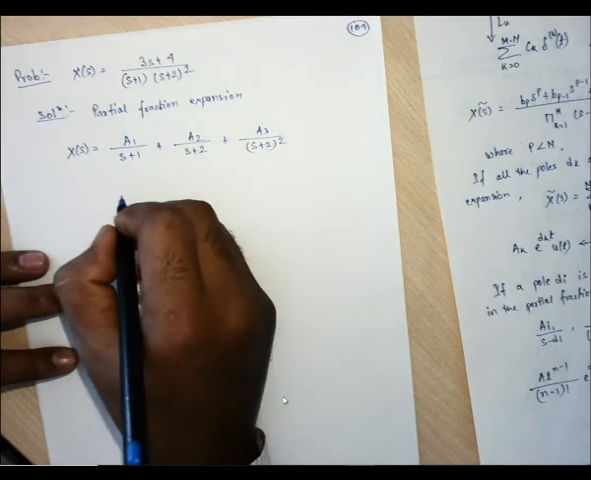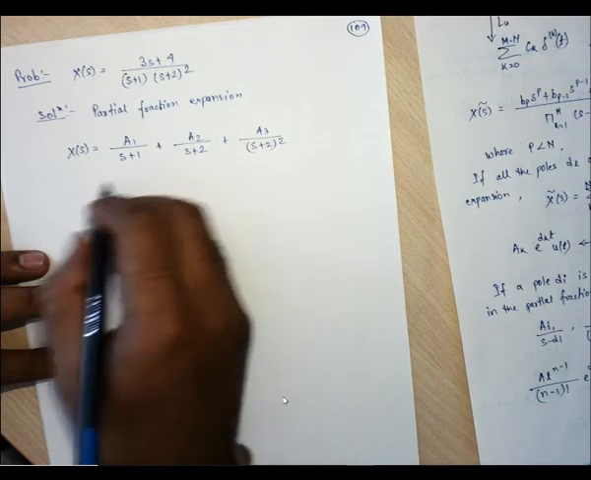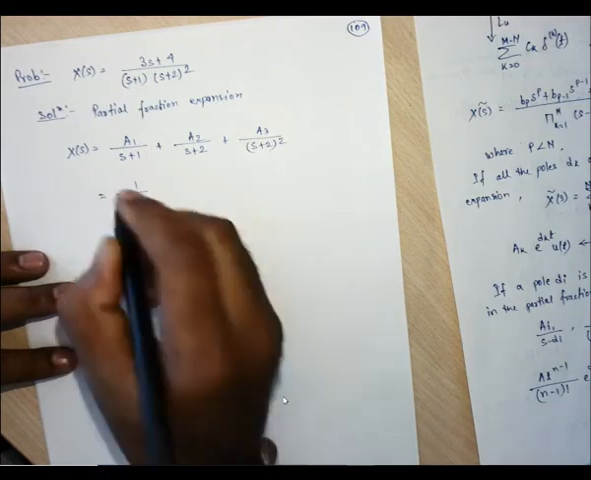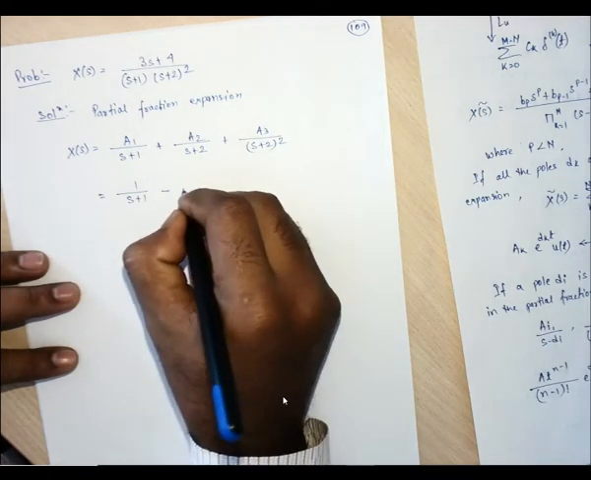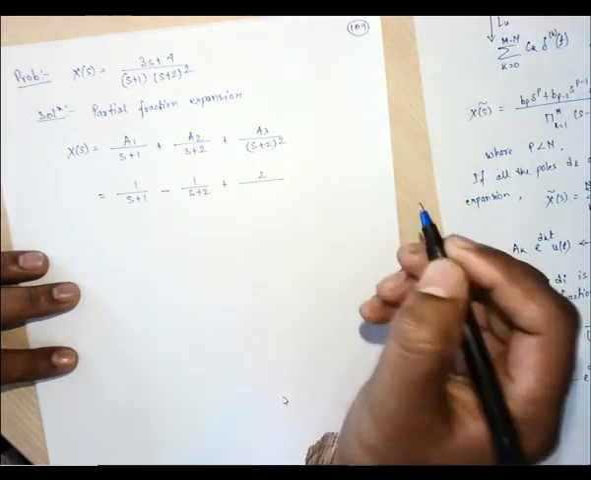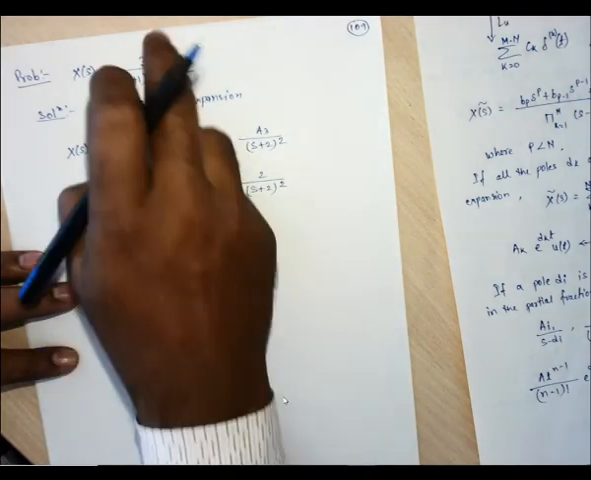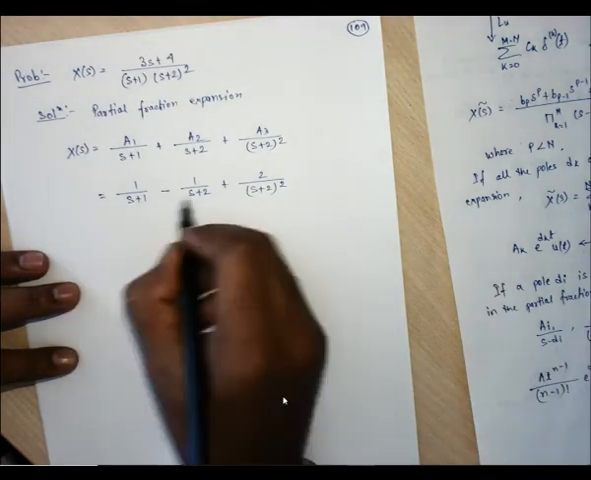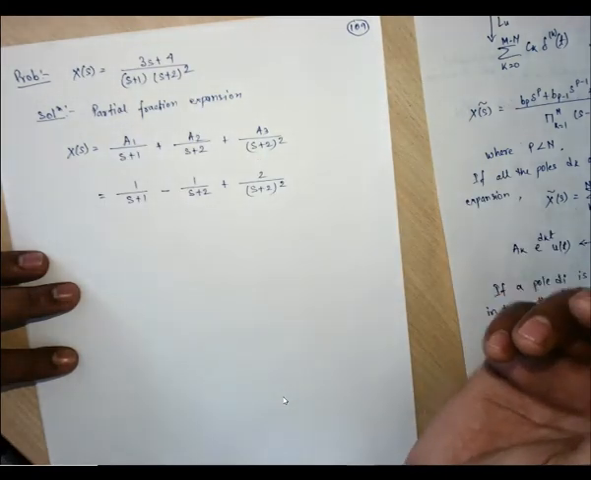So if you take this, it comes as 1 by s plus 1, minus 1 by s plus 2, plus 2 by s plus 2 whole square. Now if we do the simplification, taking the LCM, we are supposed to get this expression, with 3s plus 4 in the numerator.